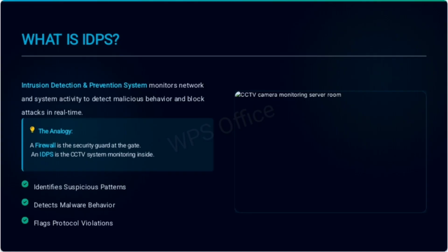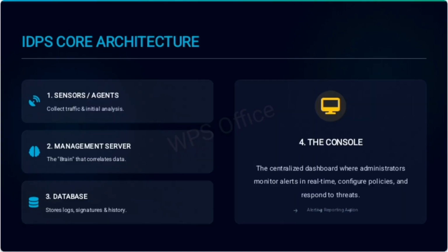Think of it like this. A firewall is the security guard at the gate. IDPS is the CCTV system that monitors everything happening inside the building. IDPS can identify attack patterns, suspicious patterns, malware behavior, anomalies, protocol violations, and it reacts instantly.